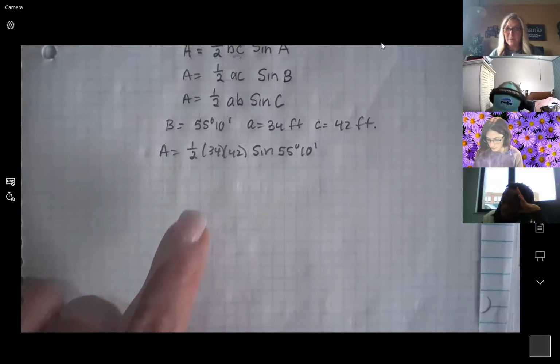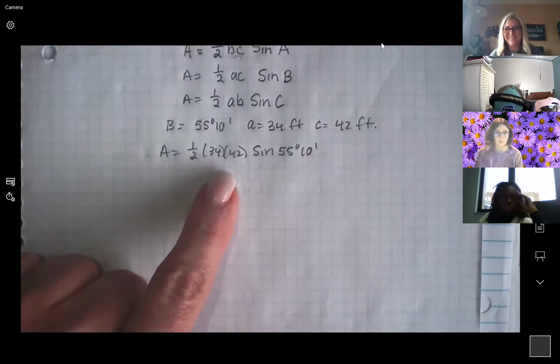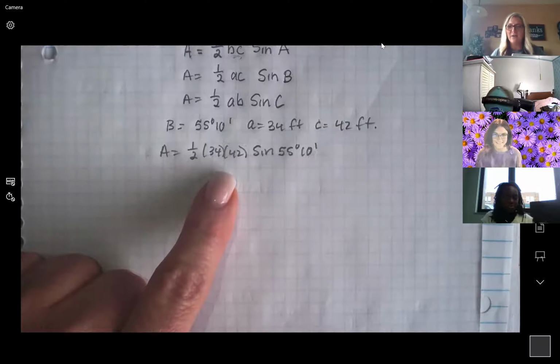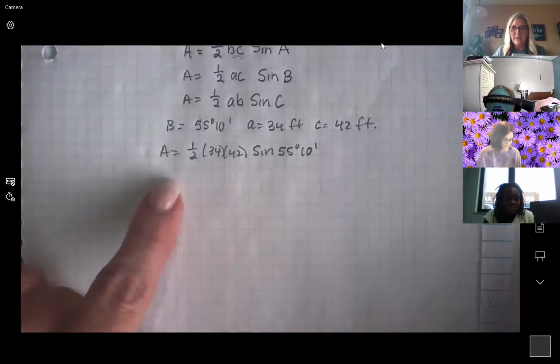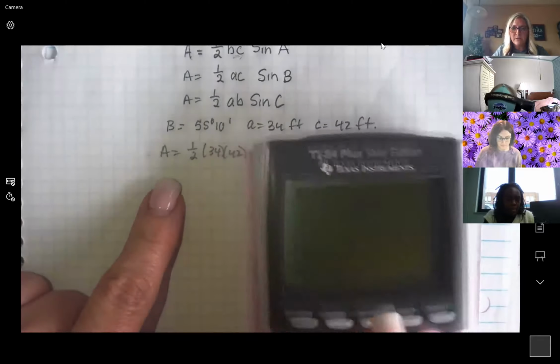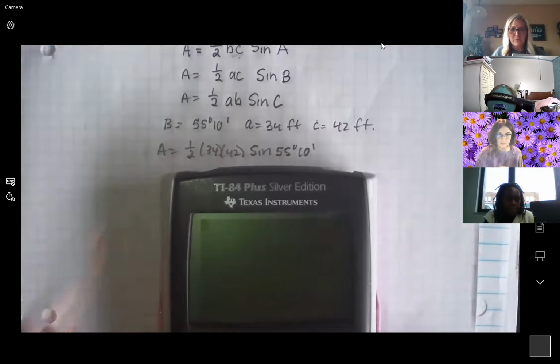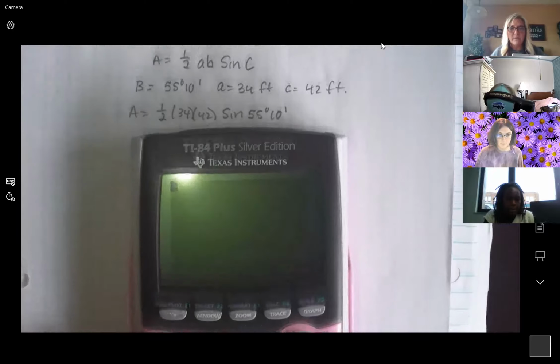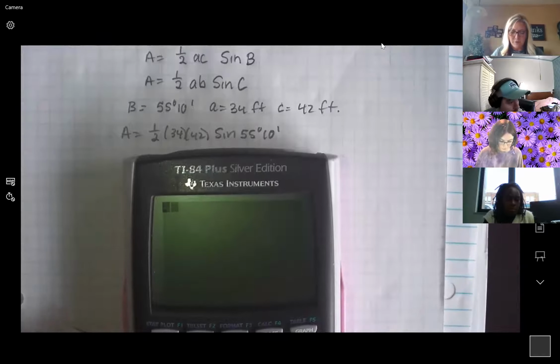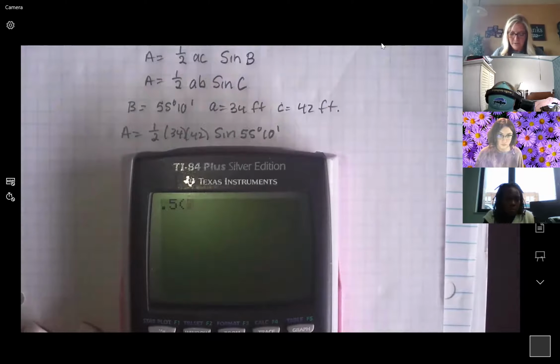So I don't know if you remember how to put that in your calculator. I don't know if you know how to put this in your calculator, but we can do it here if you want to. If you know how, great. I'm trying to show it, it's hard to do both here. All right, so you can use 0.5 or 1/2, whatever you want.